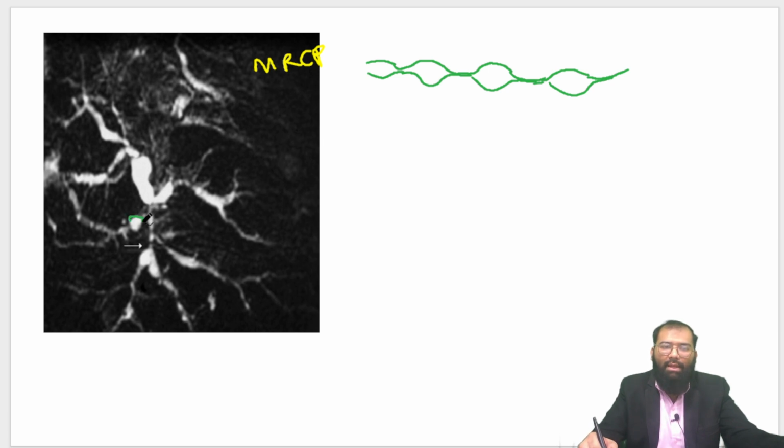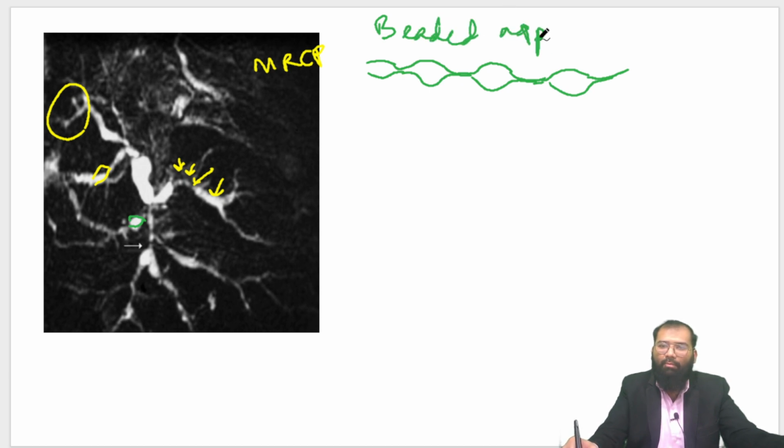See, here the duct is dilated. Here again you can see that there is dilatation, then again narrowing. Similarly, in this area you can see narrowing with dilatation. You can see the dilated part and the narrowed part. So this is called beaded appearance. Beaded appearance of the biliary tract is classically seen in primary sclerosing cholangitis.